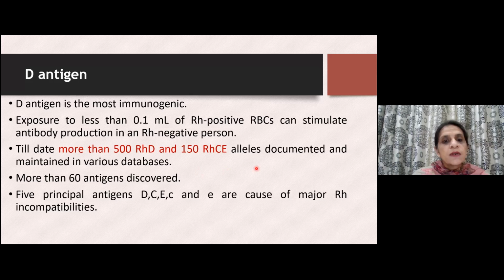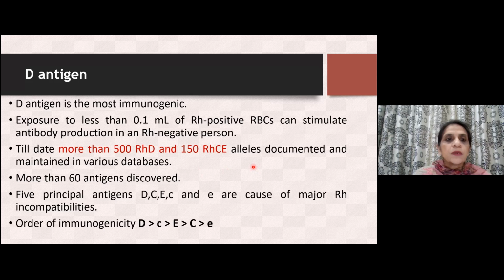However, the 5 principal antigens are the cause of major Rh incompatibilities. And if we look at the order of immunogenicity, then of course D is the most immunogenic, followed by small c, capital E, capital C, and small e.